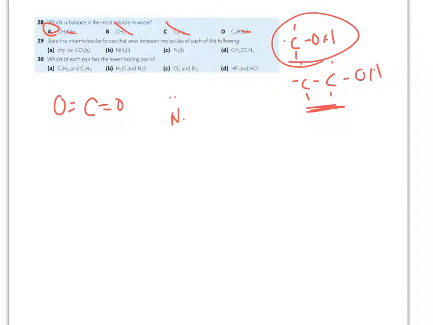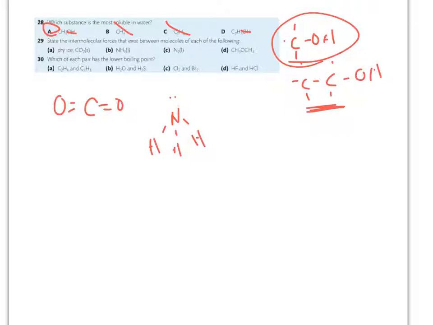NH3, on the other hand, has got a trigonal pyramidal shape, and it's got hydrogen bonds. So what IB wants you to realize is it has hydrogen bonds, but then it also has dipole and London forces, so it has all the weaker ones as well. As you develop each of these higher ones, the lower ones still are there.